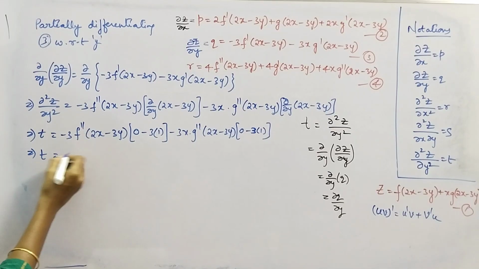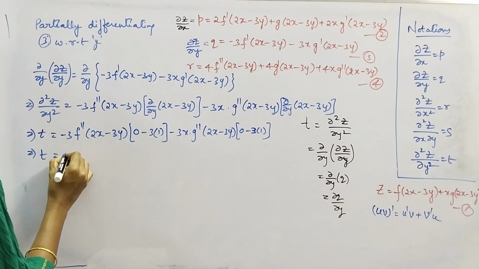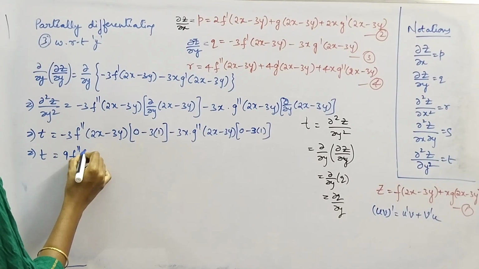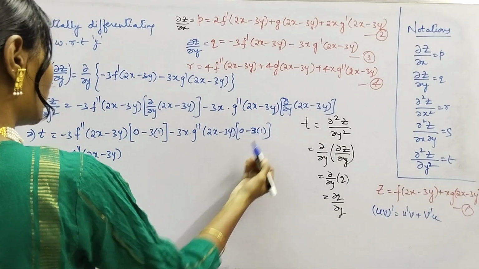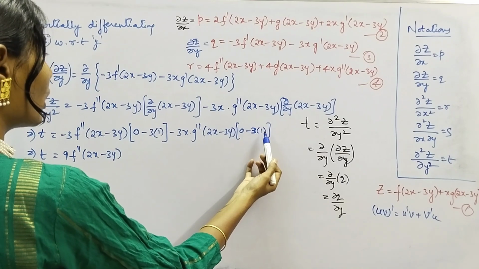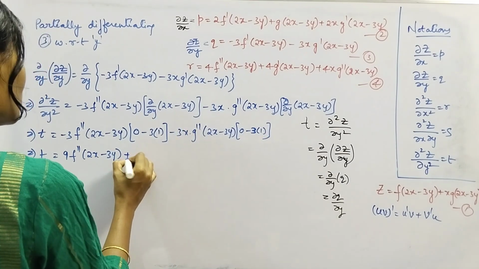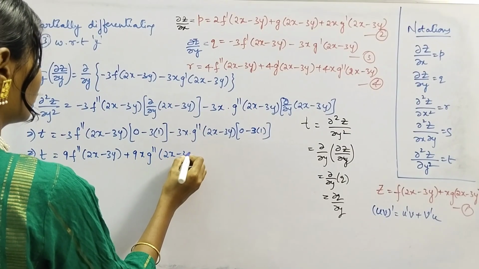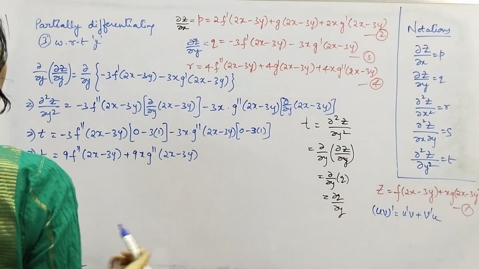This gives us t equal to -3 into (0 minus 3), that is, 0 minus 3 is minus 3, and minus 3 into minus 3 is 9, 3 3s are 9, right? 9 into f''(2x-3y). Minus 3 into 1 is minus 3, 0 minus 3 is minus 3, minus 3 into minus 3 is plus 9. Right? 9 into x g''.